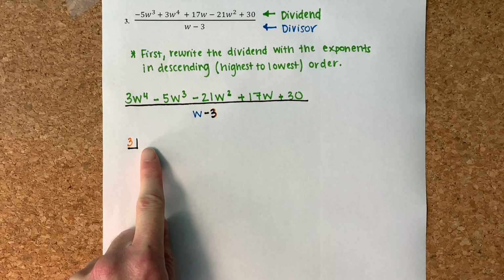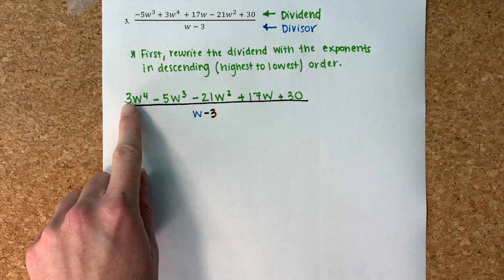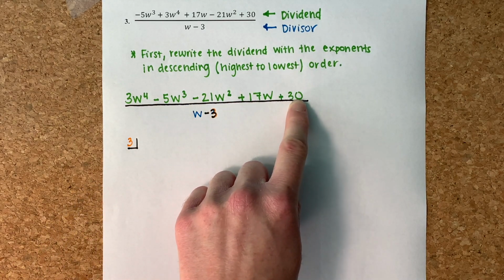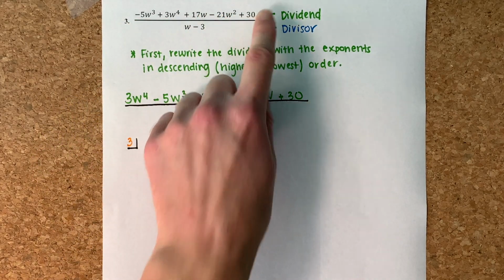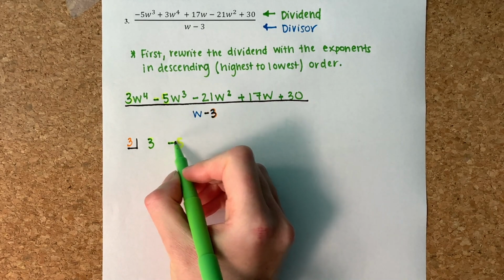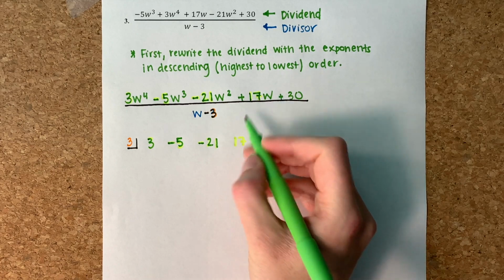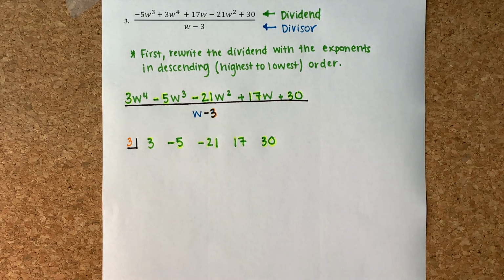Then we're going to list the coefficients of our dividend. Make sure that you list the coefficients of the dividend that's been rewritten with exponents in descending order. Do not write these coefficients that are all out of order. So first we'll list the 3, then the -5, then the -21, then the +17, and last the 30. Now we're going to draw a line here. And now we've set up our synthetic division problem.